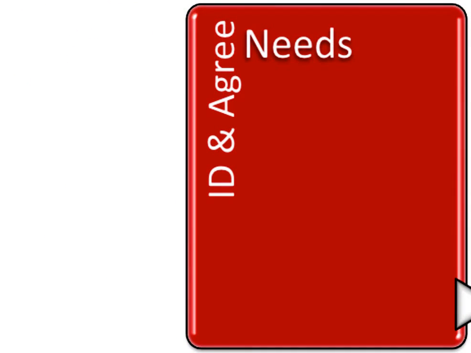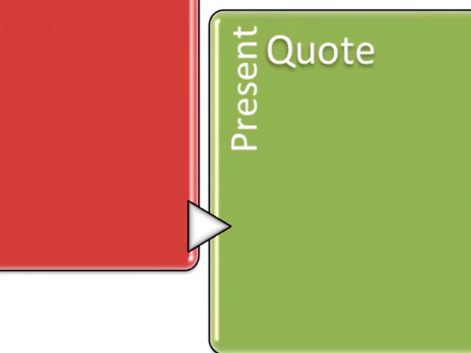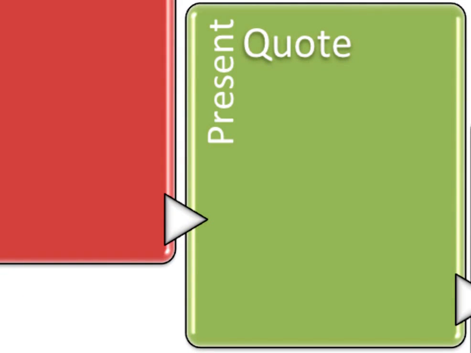The first step is to identify and agree on what your needs are. What do you actually need insurance for? Once we have a very clear understanding of what you actually need insurance for, then we can design a quote and present that quote to make sure that we've got insurances that actually cover all of your needs, so that there's a need and a resolution to it.